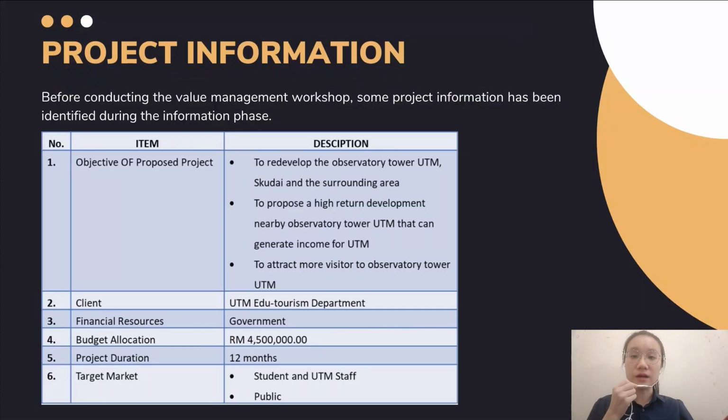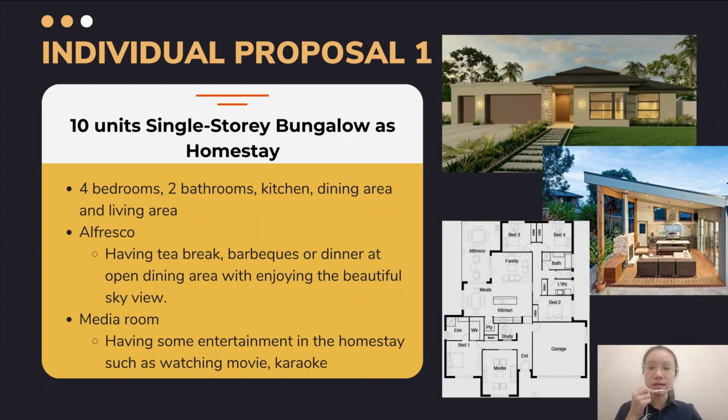Before conducting the value management workshop, some project information was identified during the information phase. The main project objective is to propose a proposal that can generate income for UTM while redeveloping the observatory tower UTM. The target market is UTM students, UTM staff, and also the public. The rest of the information is as shown in the table. 3 proposals were identified during the creative phase.